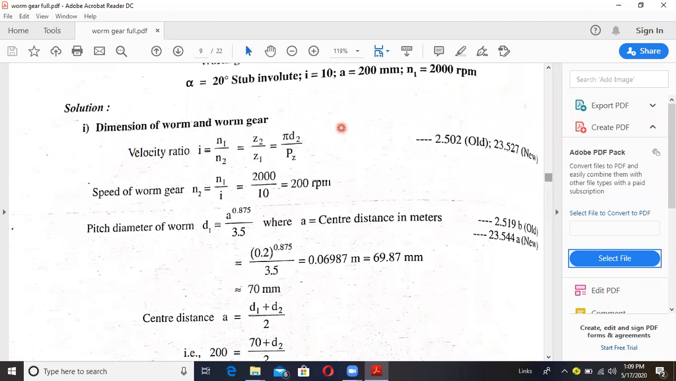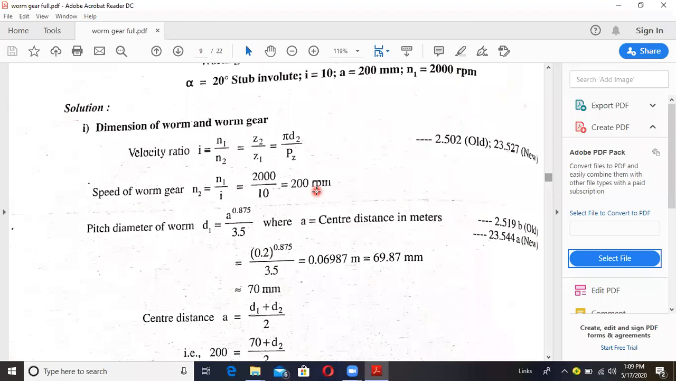So now they have given N1, we have to calculate N2. And with the help of center distance, we are going to calculate D1 and D2. Now first, by using the velocity ratio, i is equal to N1 by N2 is equal to Z2 by Z1 is equal to pi D2 by Pz. So now we are taking the relation i is equal to N1 by N2. We calculate N2 by cross multiplication, and we will get N2 is equal to 200 rpm.